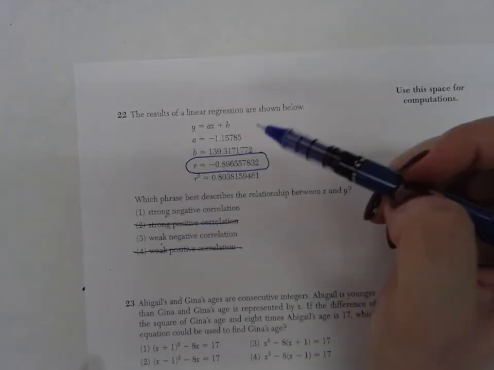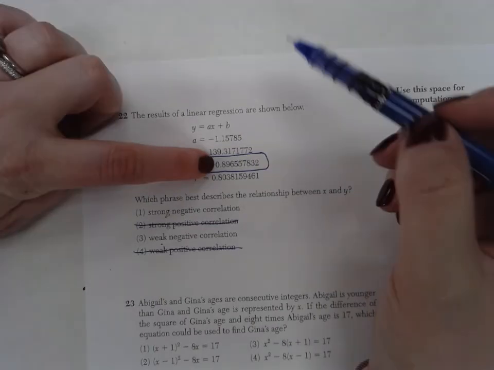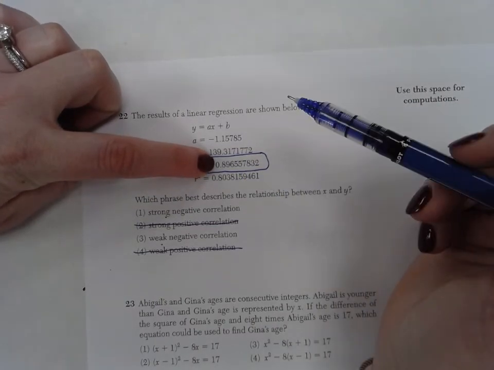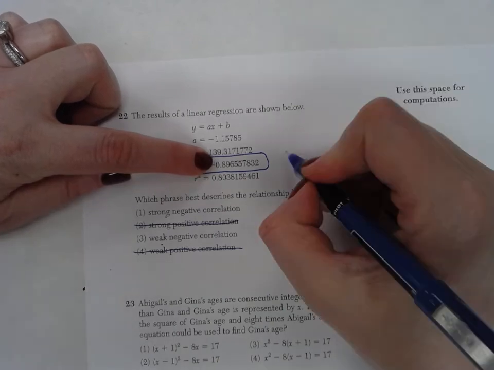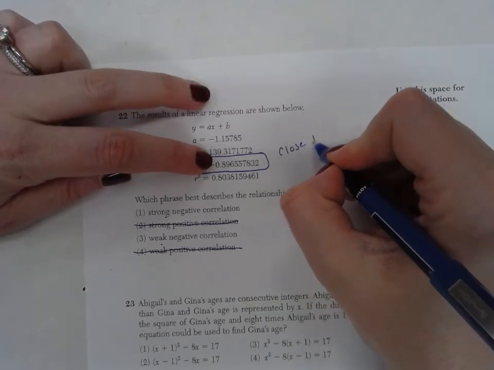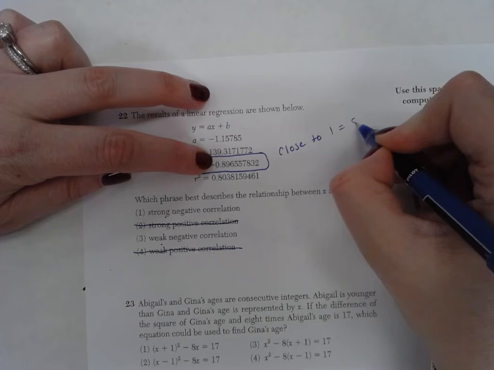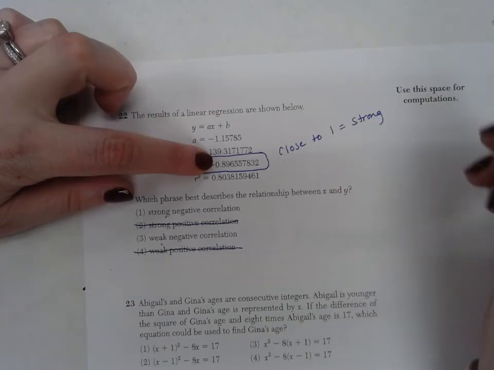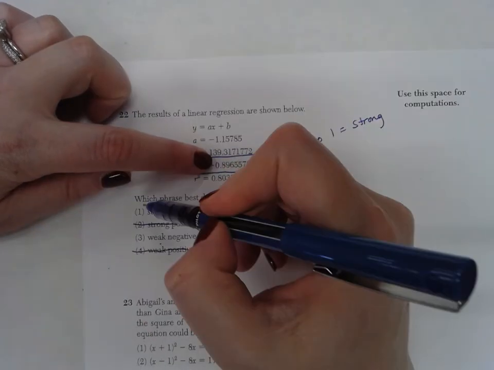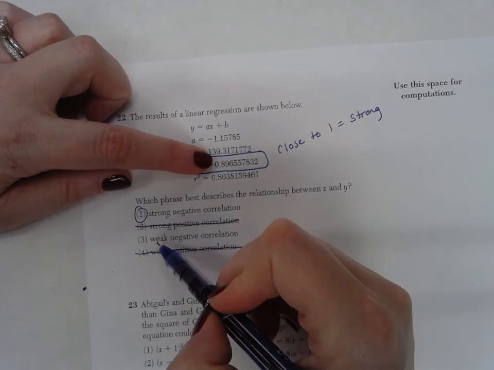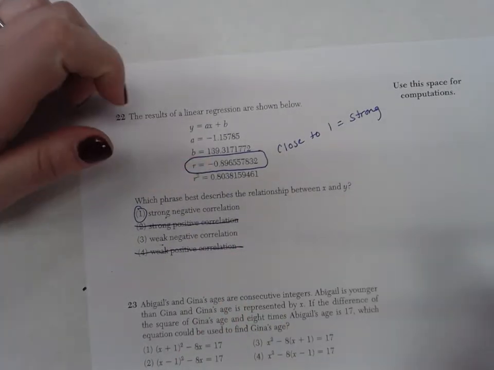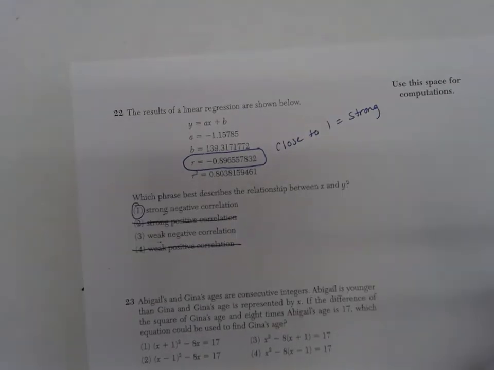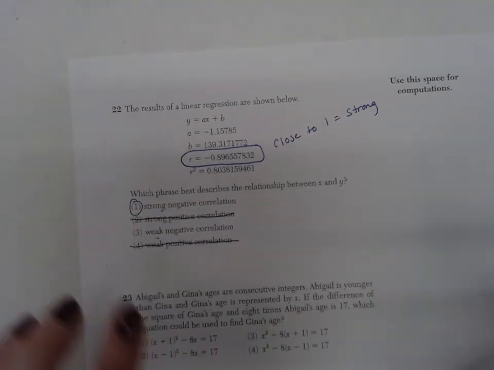Well, we know it's negative, so don't look at that. Look at the decimal. Are you closer to 1 or closer to 0? Because close to 1 equals strong. And you're at 0.89, that's going to be strong. Weak would be like a 0.1 or a 0.2 because you're closer to 0. So there's your answer there. That's nice that you don't have to do too much work after everything we just did on the previous question.